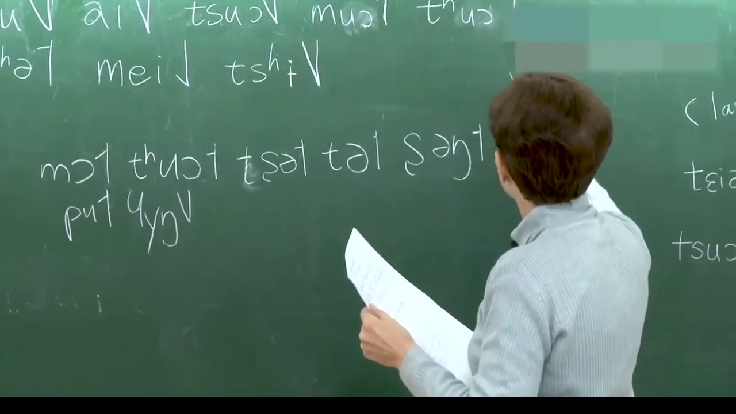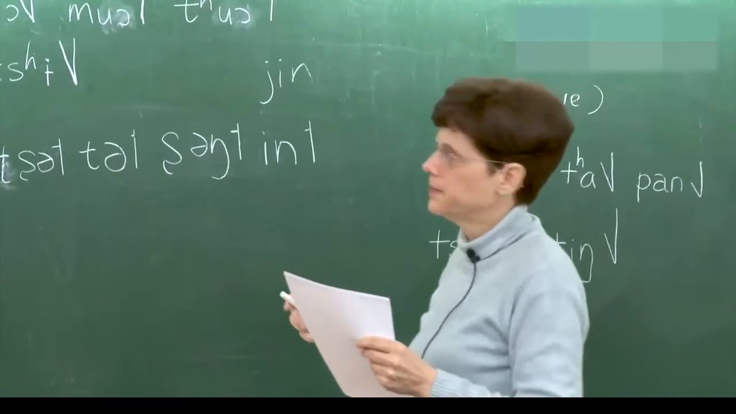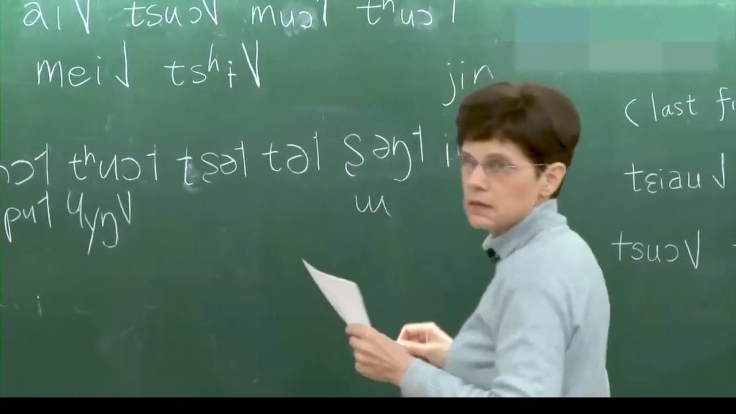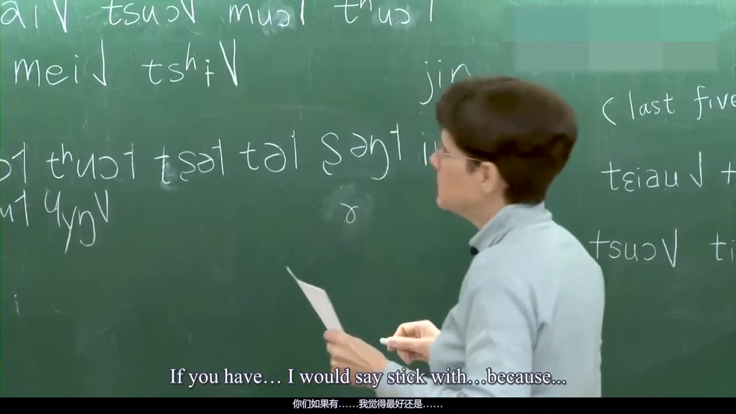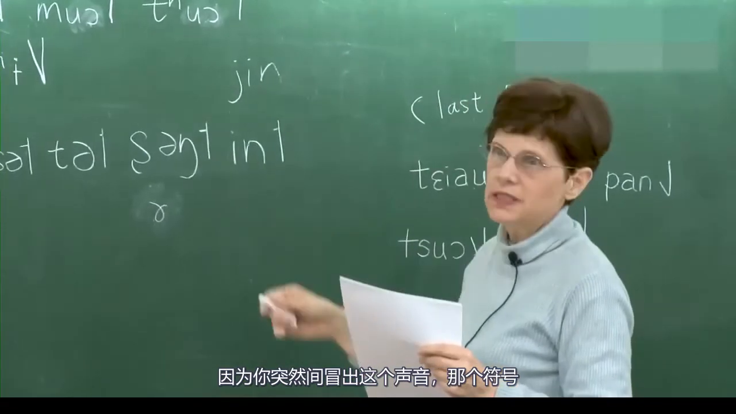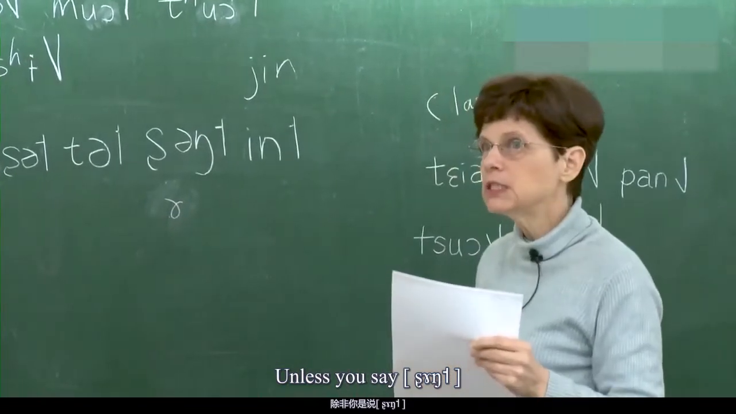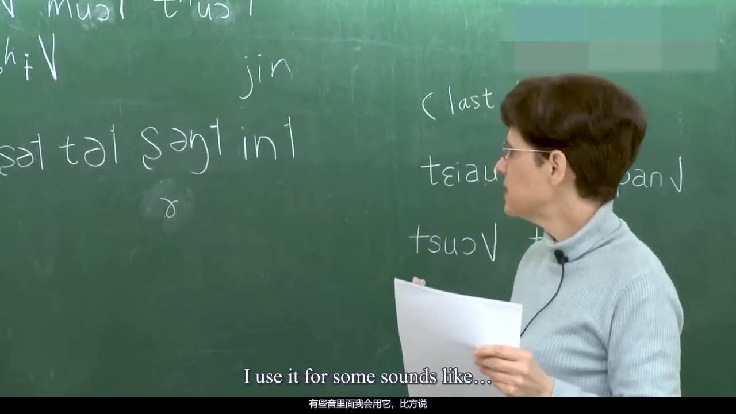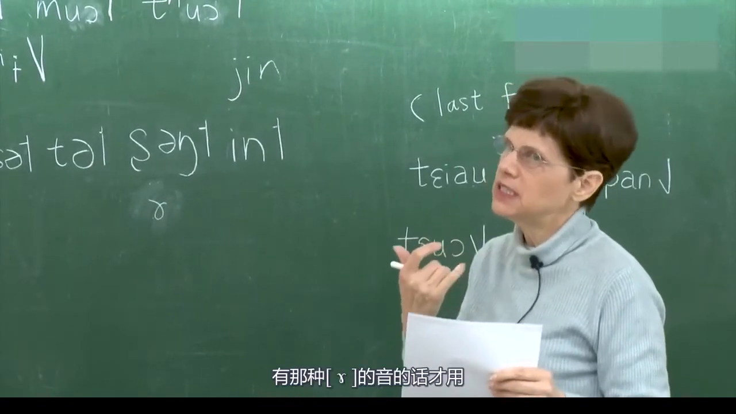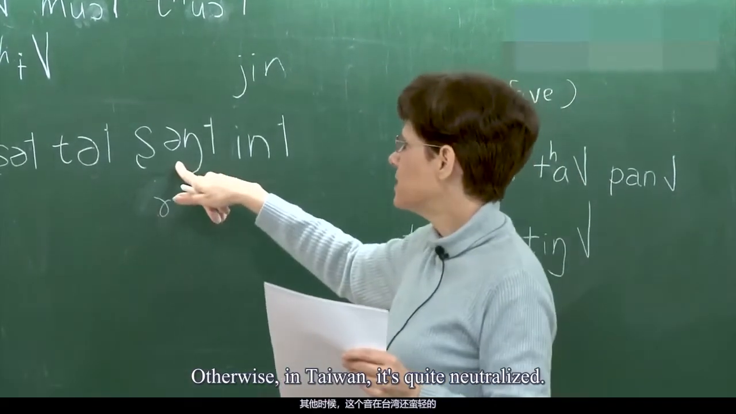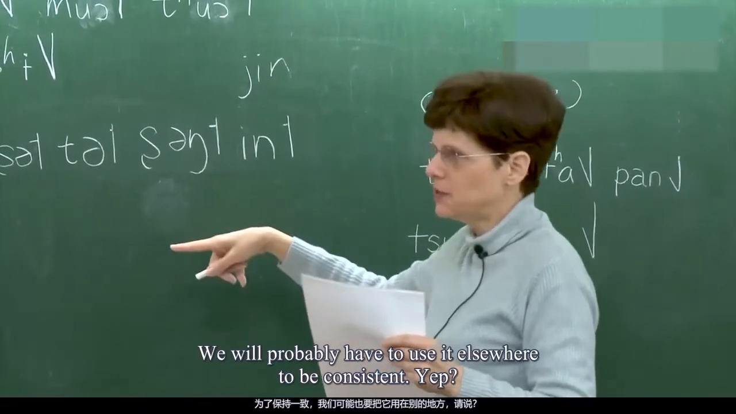Mrs. Zhou, yeah? The vowel in 声, can we transcribe it as the backward one? This, no, this, or this? I would say stick with the schwa, because you suddenly produce this symbol. Up to now, we've only been using this. We're not using this unless you say it really exaggerated. I use it for some sounds like 可恶, if it has that kind of sound. Otherwise, in Taiwan, it's quite neutralized. I think the schwa is fine. If you're going to use this, we'll probably have to use it elsewhere to be consistent.